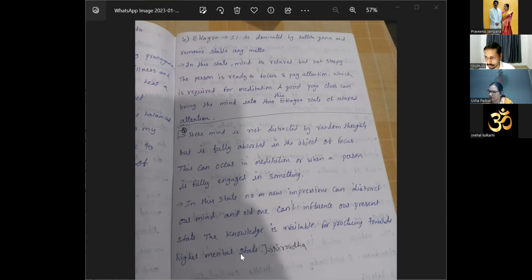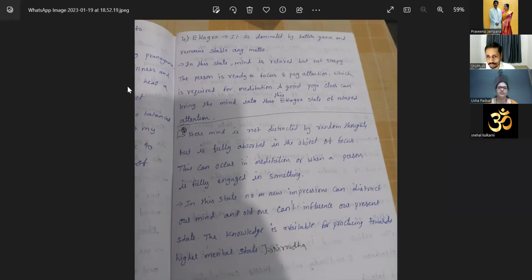If you see, when there is rain, eagles fly above the clouds. Can rain affect the eagles? When you are below the clouds, only then will the rain affect you. When you are above the clouds, the rain cannot affect you. Similarly, you are above these three gunas, so any new impressions or the old cannot affect you. And the knowledge is available for practicing towards a high mental state.